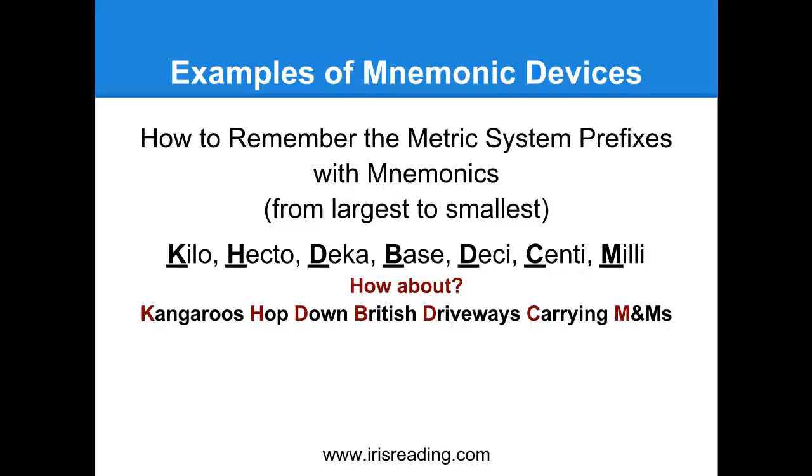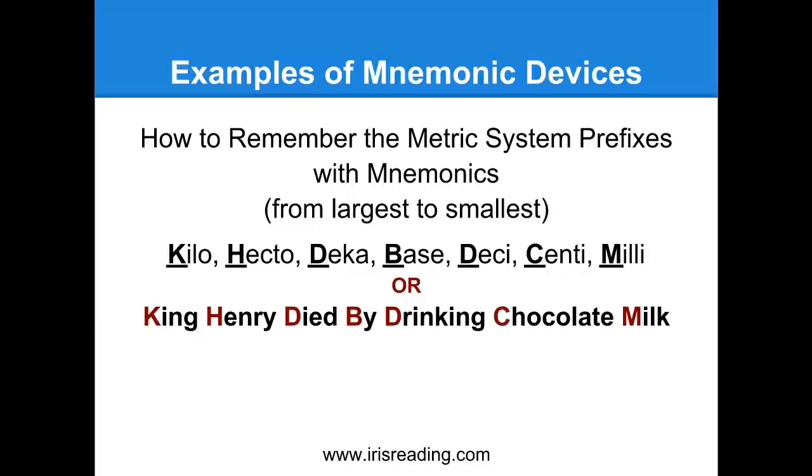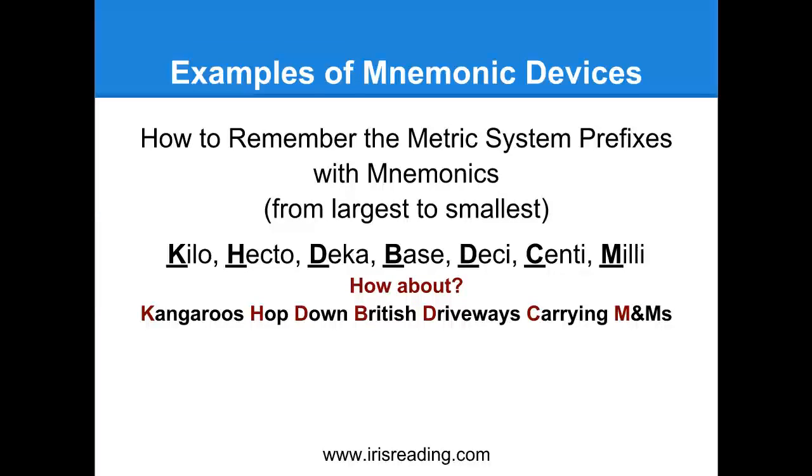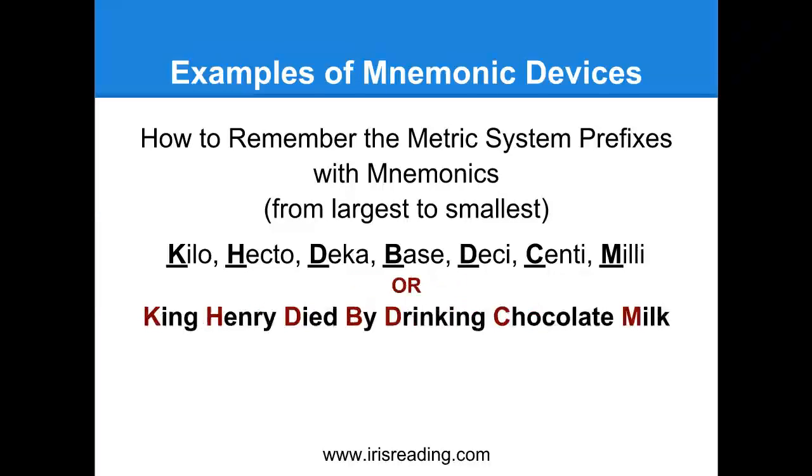How about King Henry died by drinking chocolate milk? Okay, that's a little odd. Maybe that one's easier to remember. King Henry died by drinking chocolate milk. Actually, I think this sentence is easier to remember than this one, right? Kangaroos hop down British driveways carrying M&Ms, or King Henry died by drinking chocolate milk. That's so much easier, in my opinion. It's the same amount of words, but the sentence flows better. So that's what I would use to try to remember that as a mnemonic device.